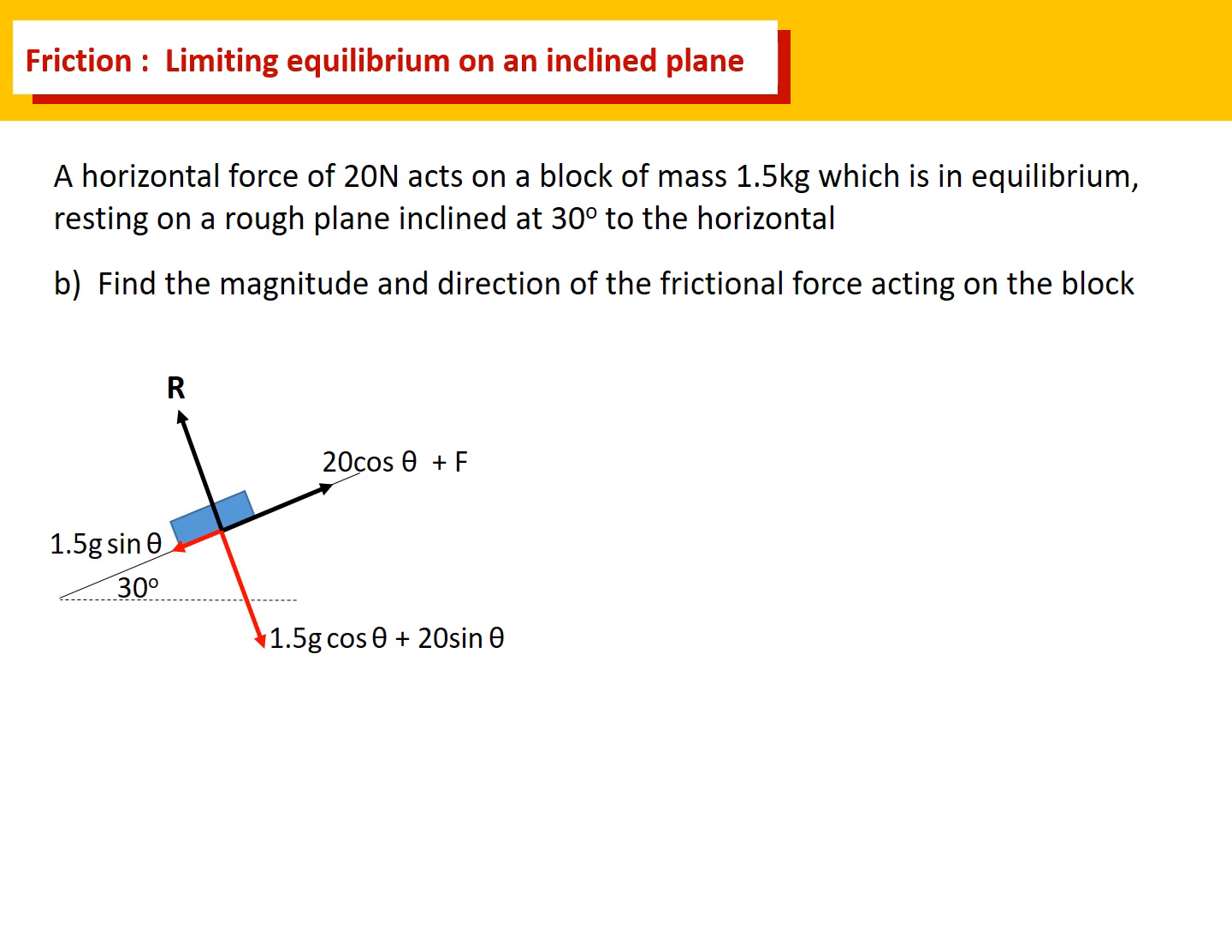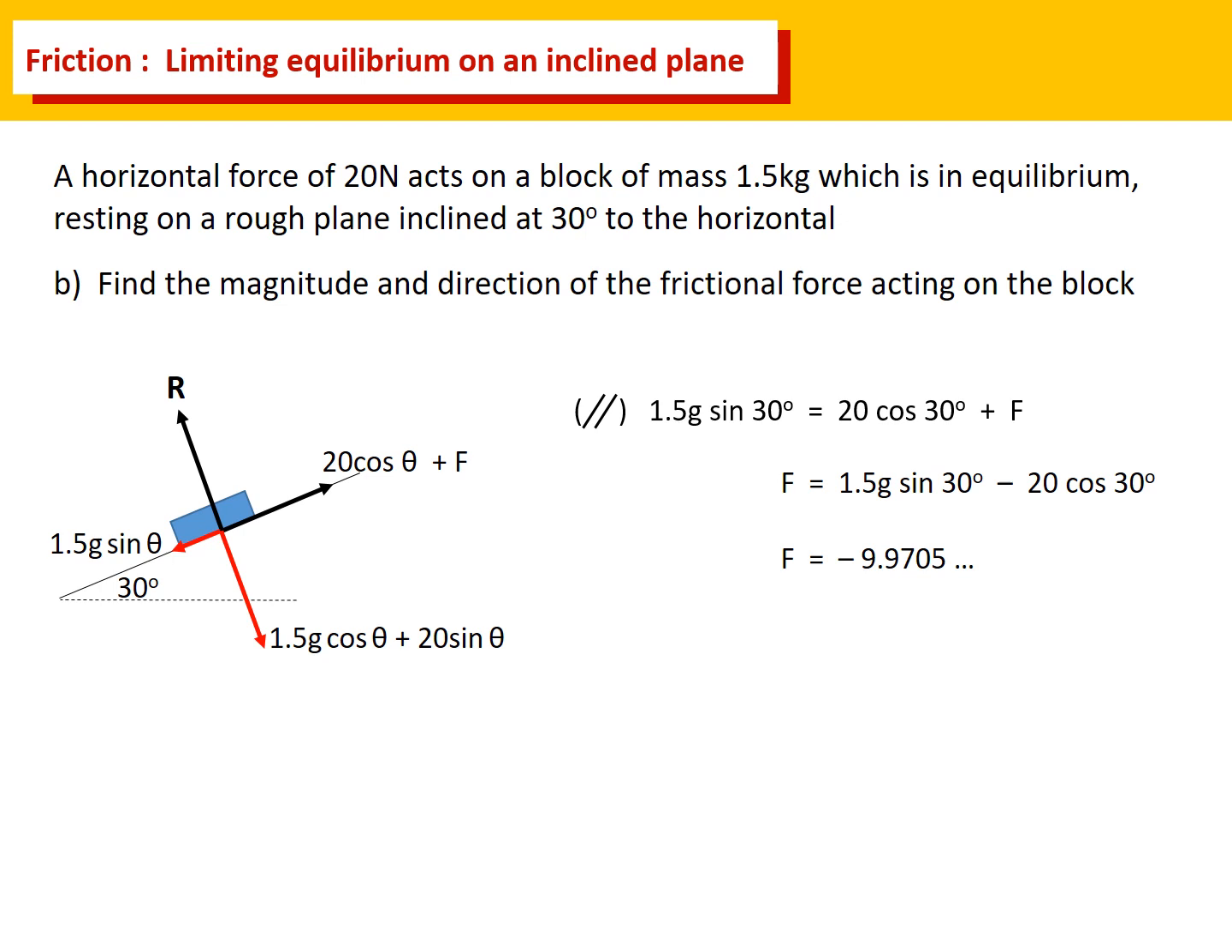If we wish to find the magnitude and direction of the frictional force, then parallel to the incline, we've got 1.5g sin theta equals 20 cos theta plus F. And there we do indeed find that F is negative. So in actual fact, its magnitude is 9.97. The direction of it, because it's negative, and we had it acting up the incline, in actual fact, it's acting down the plane.